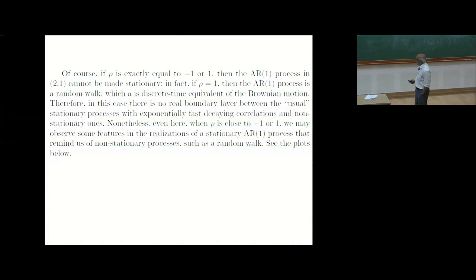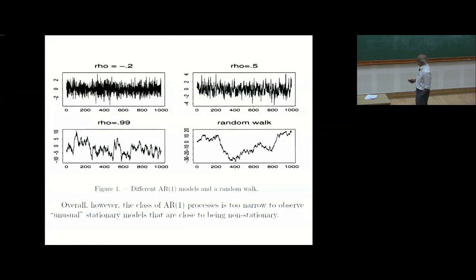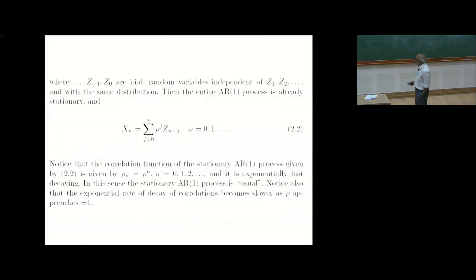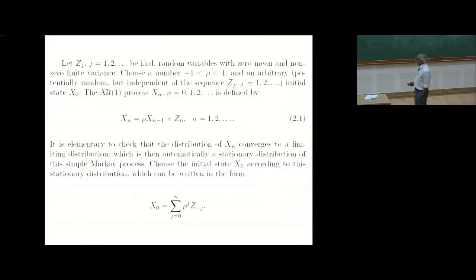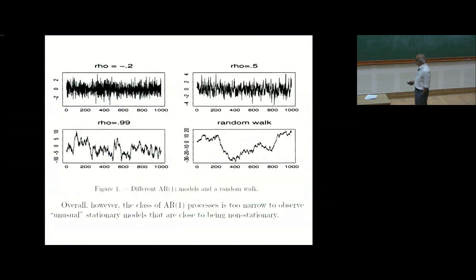So on the other hand, if it is -1, it will be a random walk. So here's a plot for rho. This rho is given here, and Zn is the white noise. And you have a random walk here, 0.99, 0.5, and 0. So overall, however, the class of this is too narrow to observe unusual stationary models that are close to being non-stationary.